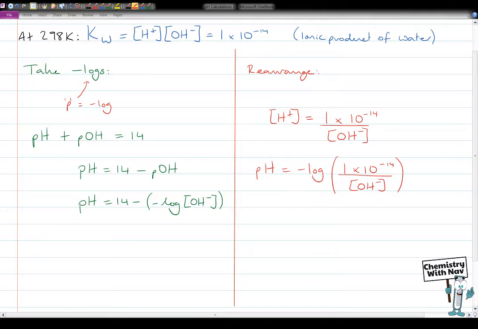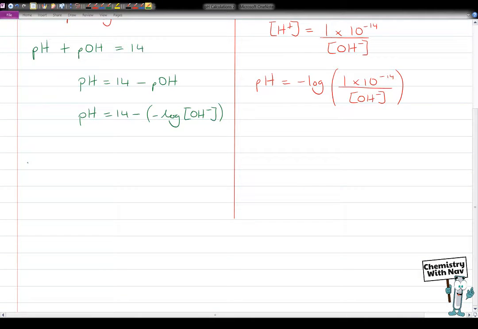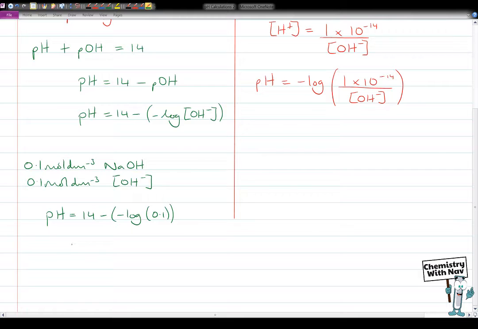So if we were to take an example of 0.1 mole per decimeter cubed NaOH, then that means that we also have 0.1 mole per decimeter cubed of OH minus ions, because it's a strong alkali. And using the method on the left, my pH is equal to 14 minus the negative log of 0.1, which if you get on your calculator, you find out is 14 minus 1.0, or 1, which is equal to 13.